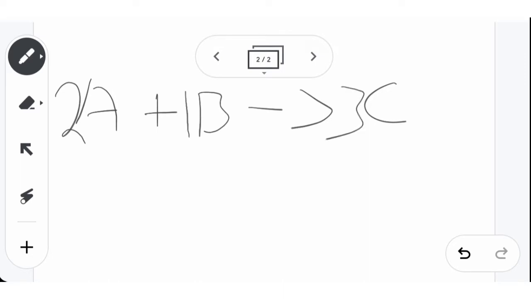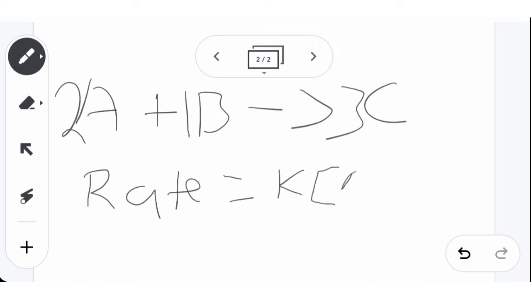So the rate law expression for this equation can be given as follows. We have rate equals k, which is lowercase k. k is the rate constant. Then you have the concentration of A. We know the units for concentration, moles per liter. Then we have also reactant B, concentration of B.